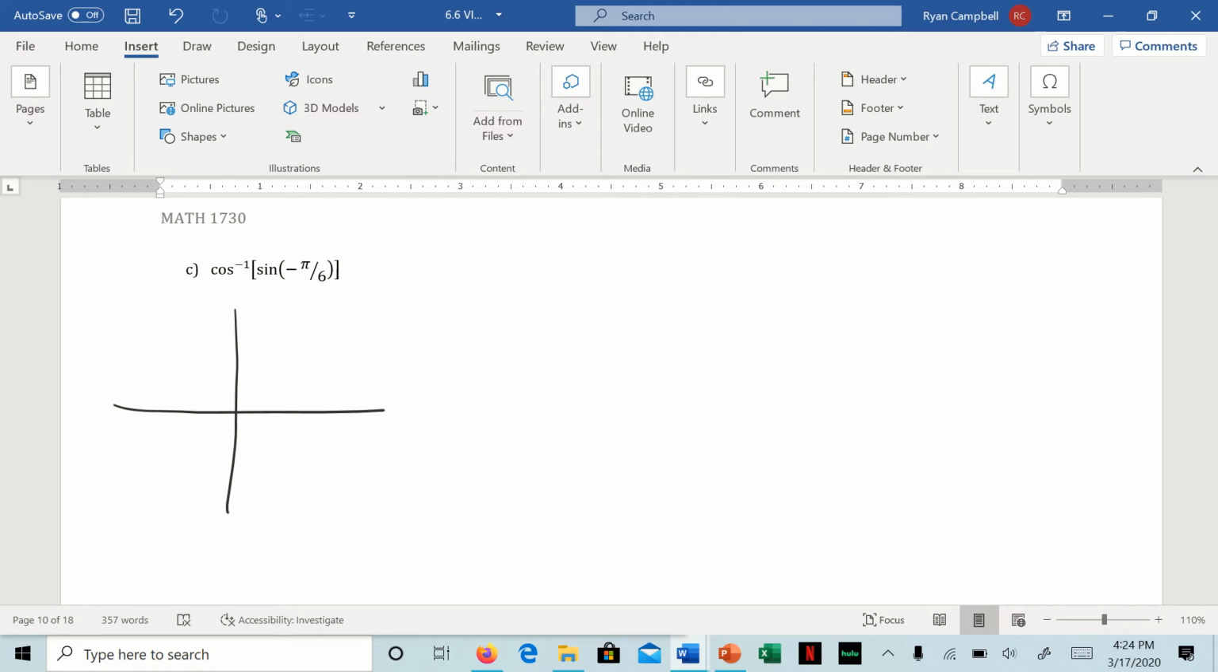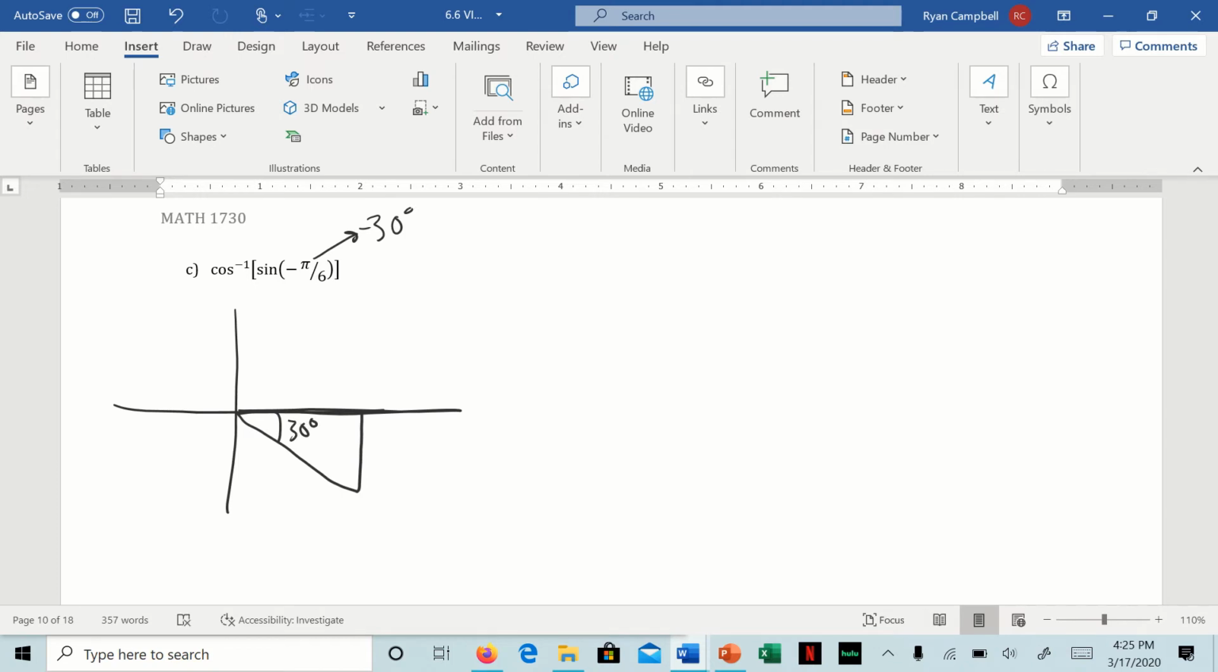Negative pi over 6. So negative pi over 6 is going to be in the fourth quadrant, right? We always start at the positive x and we go negative. We're going in that direction. Pi over 6 is the same as what degrees? 30 degrees. So this will be negative 30 degrees.